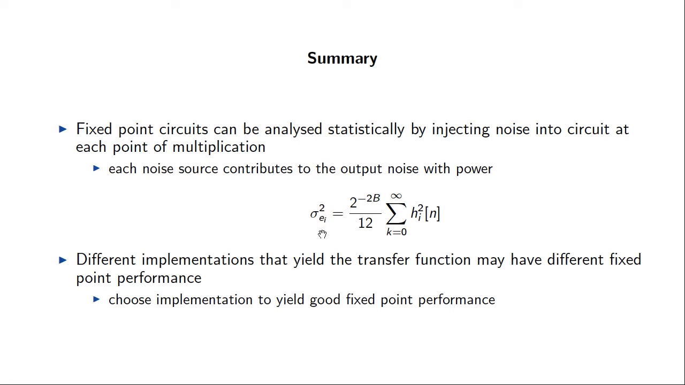And we had a formula for the contribution of each particular noise source involving the impulse response from the point where this is inserted to the output. And what this implies is that different implementations that in real valued computations would be equivalent in terms of having the same transfer function may show different performance once we implement them in fixed point, simply because the noise insertion points will be different and depend on how we implement actual circuits. So we could choose our implementation to yield good fixed point performance in terms of quantization noise.